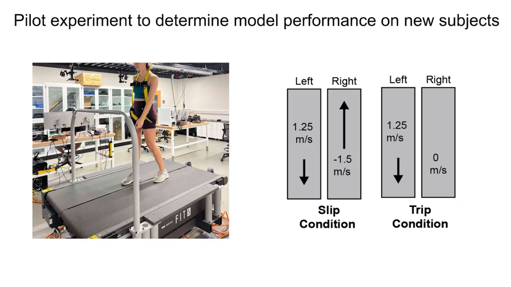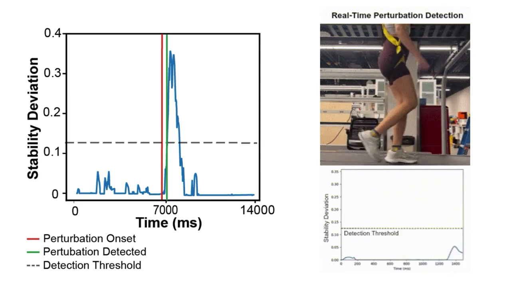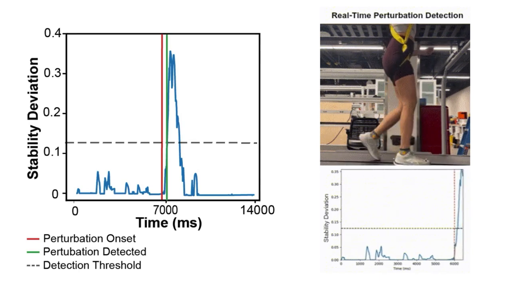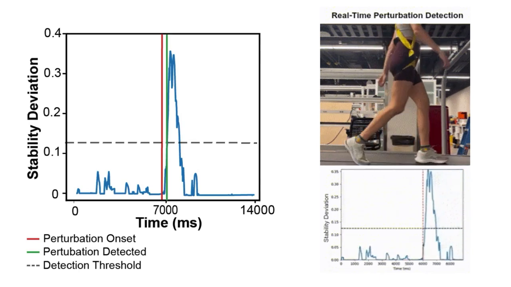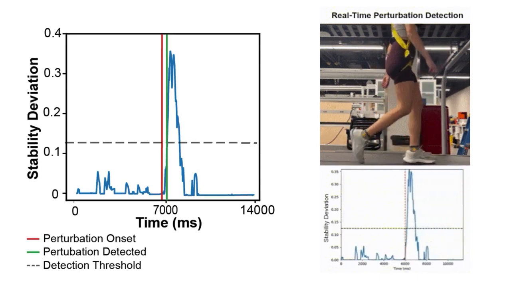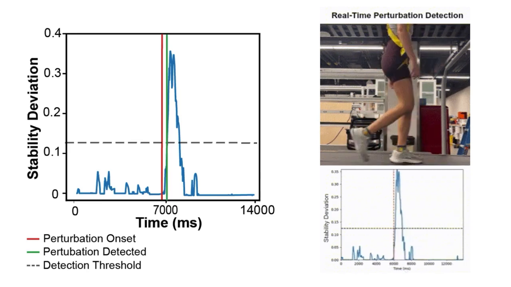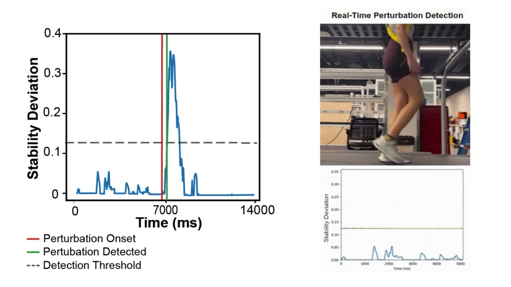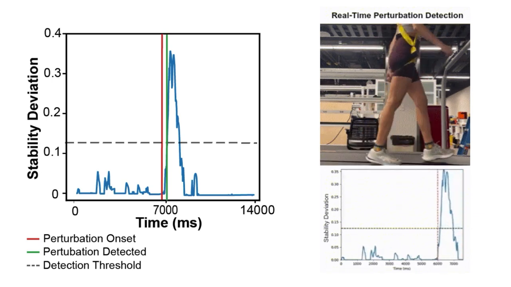We conducted a pilot experiment to test the generalizability of our model and chosen threshold value on 5 new able-bodied subjects to which we induced trip and slip perturbations during walking. Here is a representative example of our phi value calculated for one of our experimental subjects. The red line indicates when perturbation was onset, and the green line indicates when our phi value crossed the selected threshold of 0.125, which means that perturbation was detected.